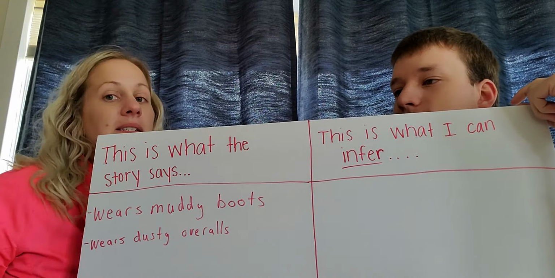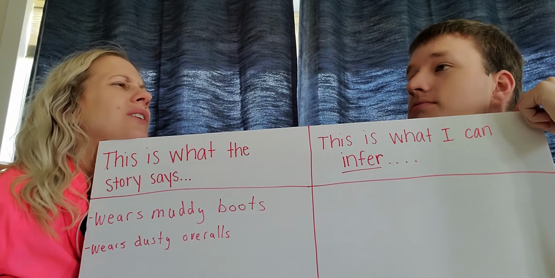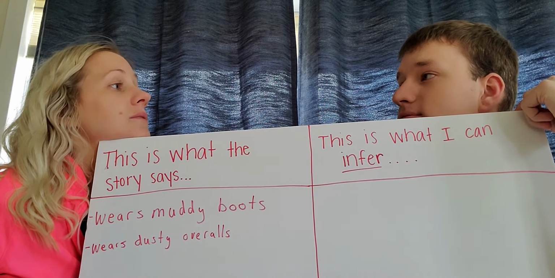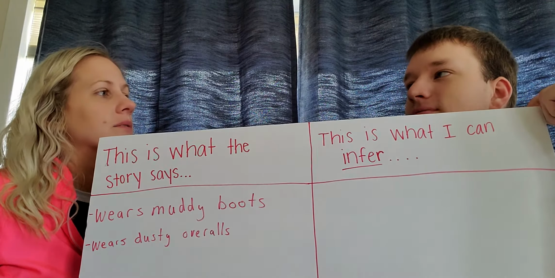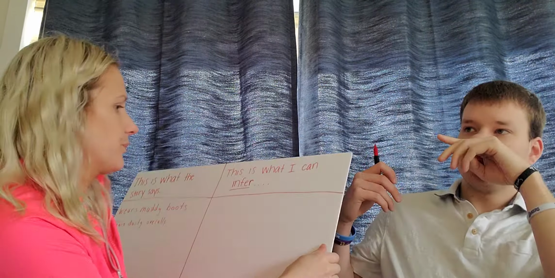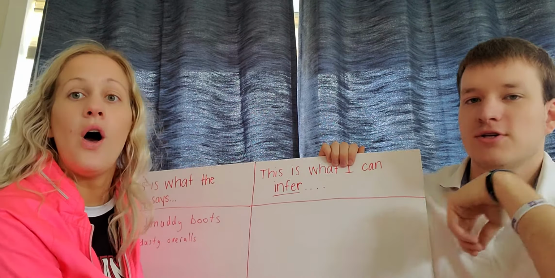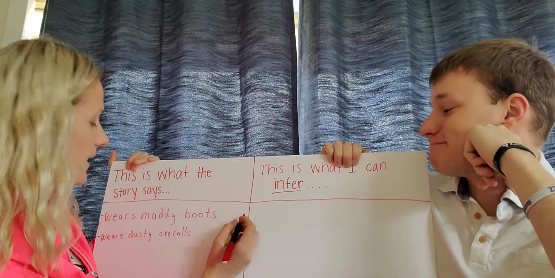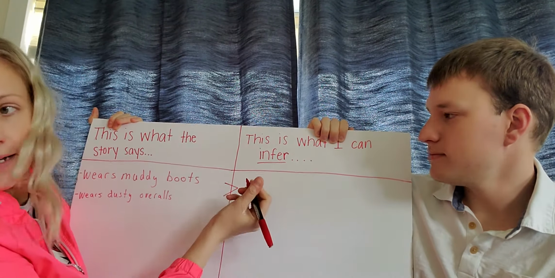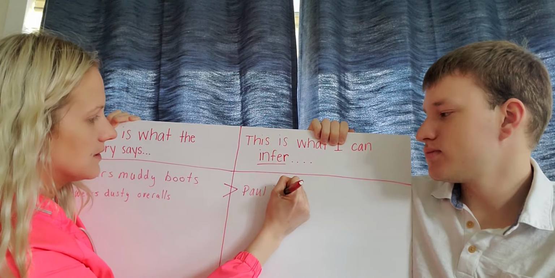But in this story, since it doesn't tell us, we could also think there's a possibility of him being a construction worker. You think maybe? Or someone that works on the railroad wears overalls. Yeah. But I really like the idea of farmer, because we know about that. Miss Jess always dresses up her kid in overalls and calls him a farmer. True. So what we can infer about the muddy boots and the dusty overalls is that Paul is a farmer.